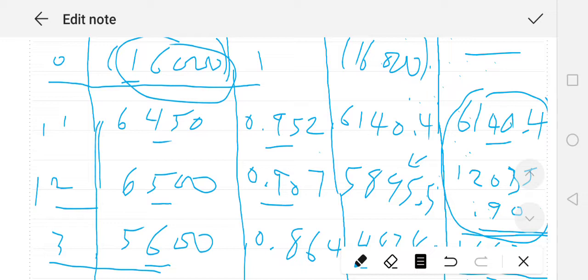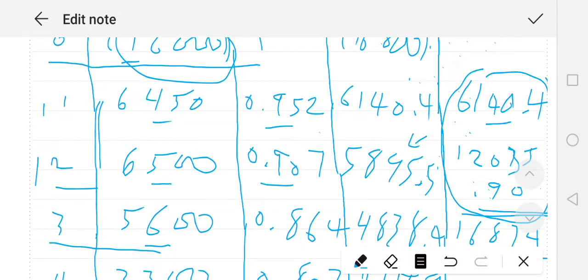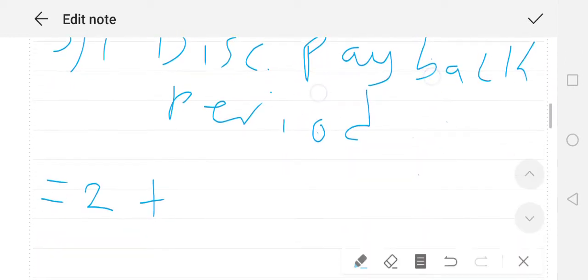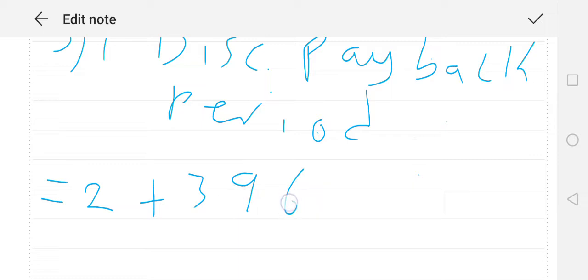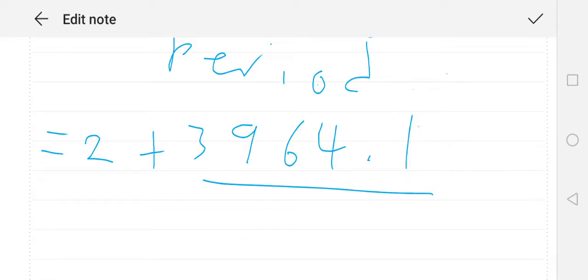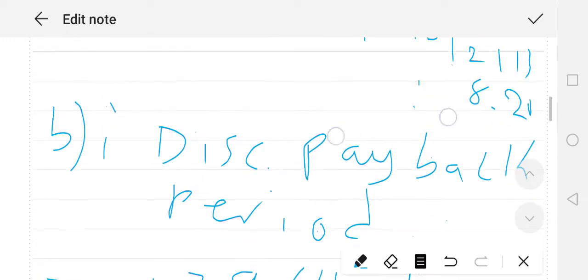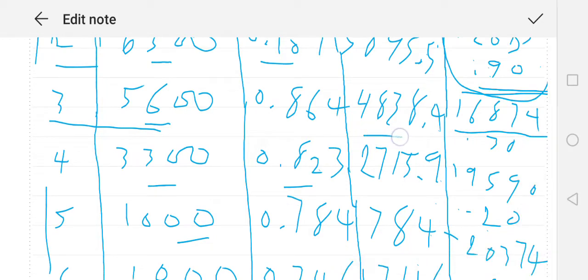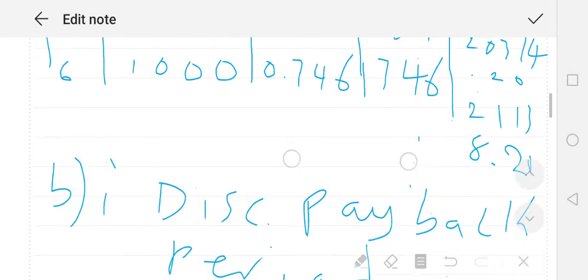Well, we are going to get 3964.1. Then you divide it by the cash flow during the period in which you would have recovered your money, which is year 3. You would have recovered your money in this period. So the cash flow for that period is 4838.4.